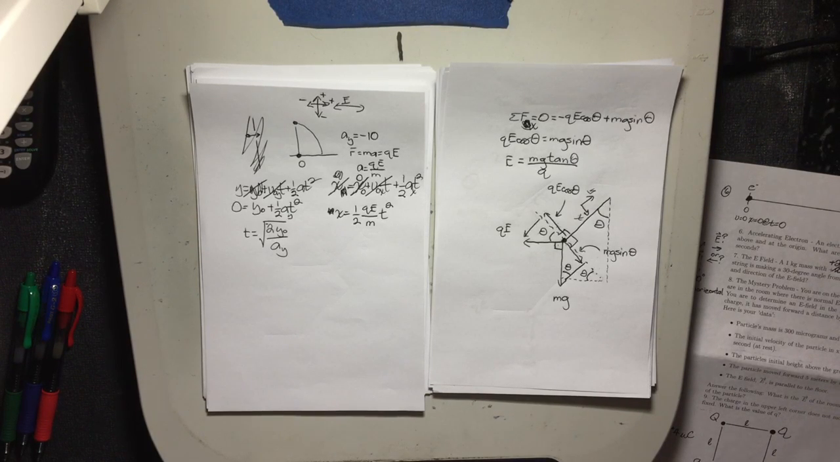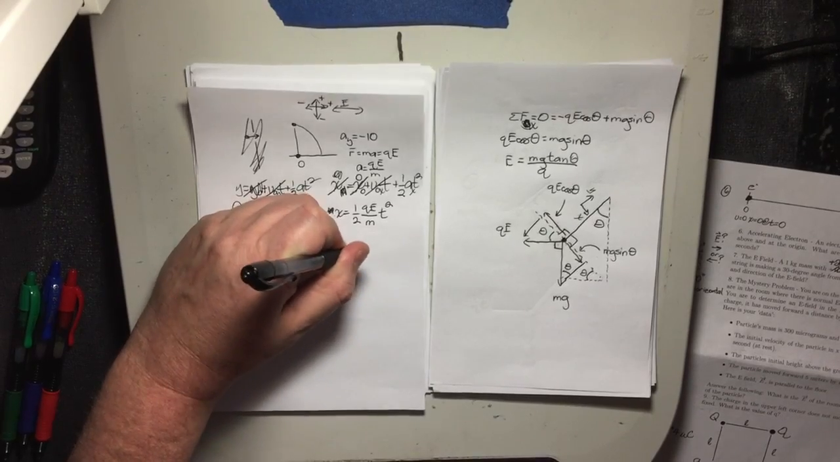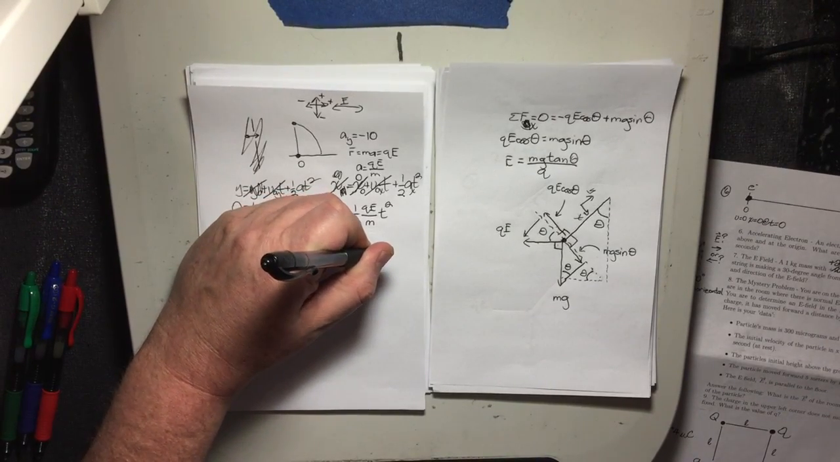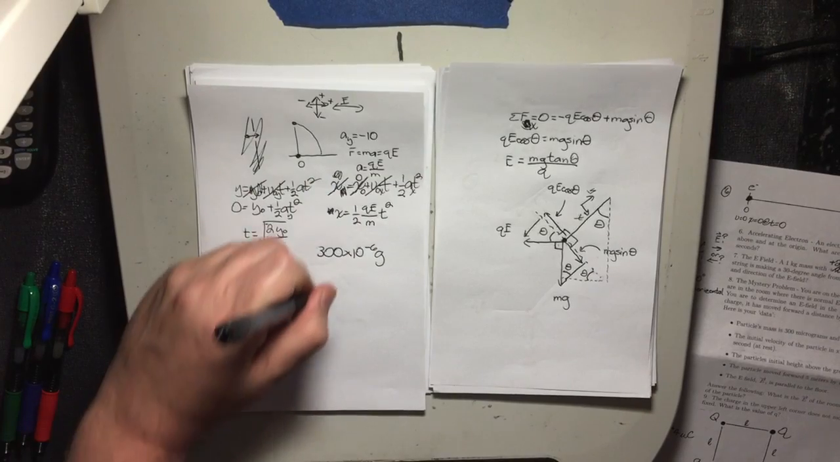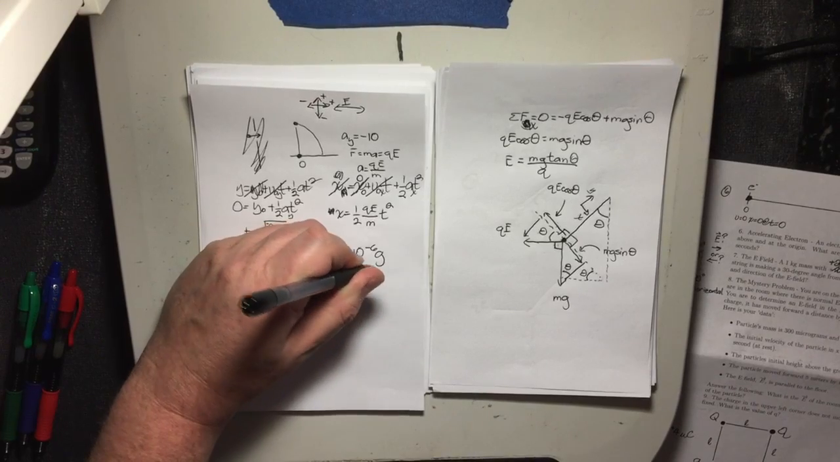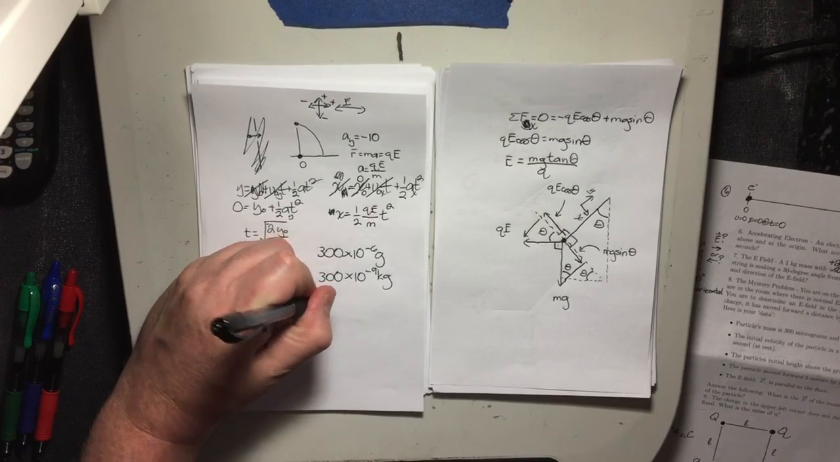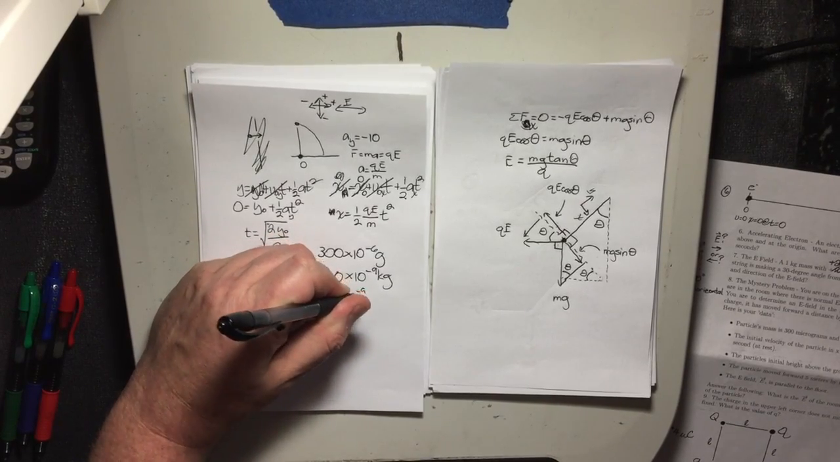So the answer, really, what I've given you is the mass, 300 micrograms. Change that into kilograms. 300 micrograms is 300 times 10 to the negative 6 grams, which means it is 300 times 10 to the negative 9 kilograms. The charge is 30 nanocoulombs, which means it's 30 times 10 to the negative 9 coulombs.